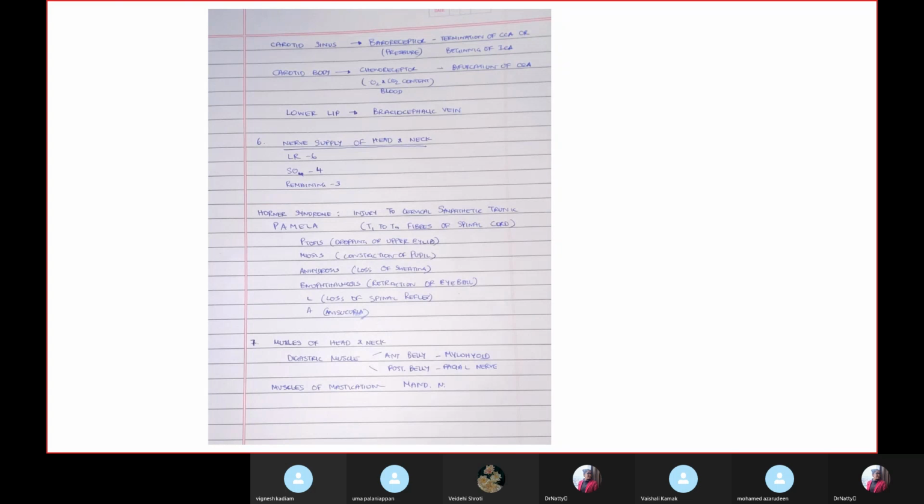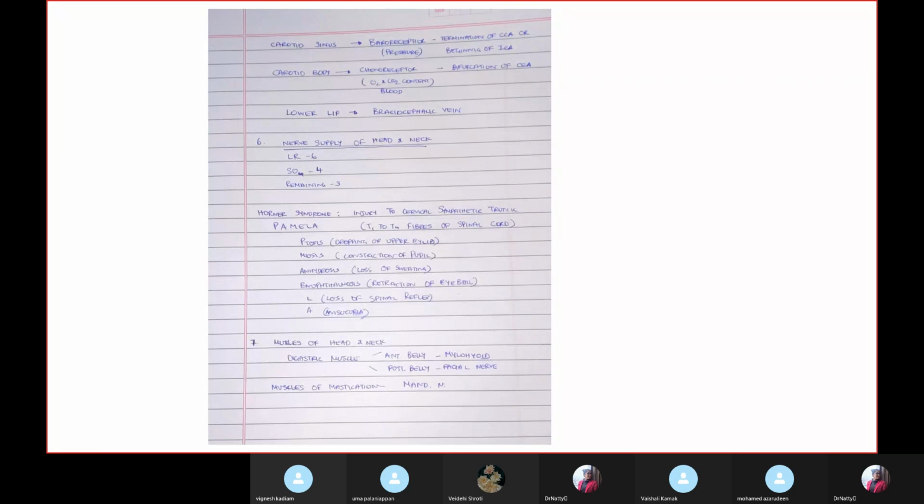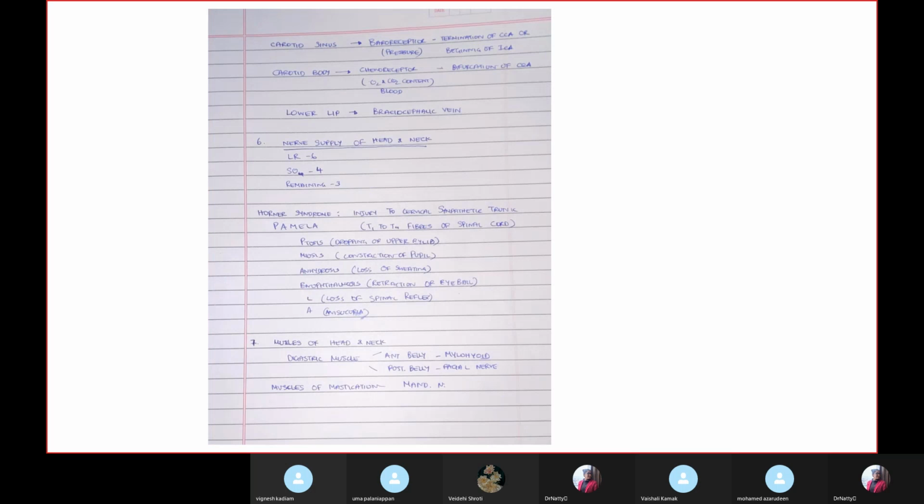That's all. Then upper lip: we have mentioned upper lip drainage usually reaches the facial vein. That is why we studied about dangerous area of face. The lower lip gets drained into the brachiocephalic vein. There is no MCQ related to it, but at least you should know the drainage. Upper lip gets drained into facial vein, lower lip into brachiocephalic vein. So some of the important topics I have covered so far.